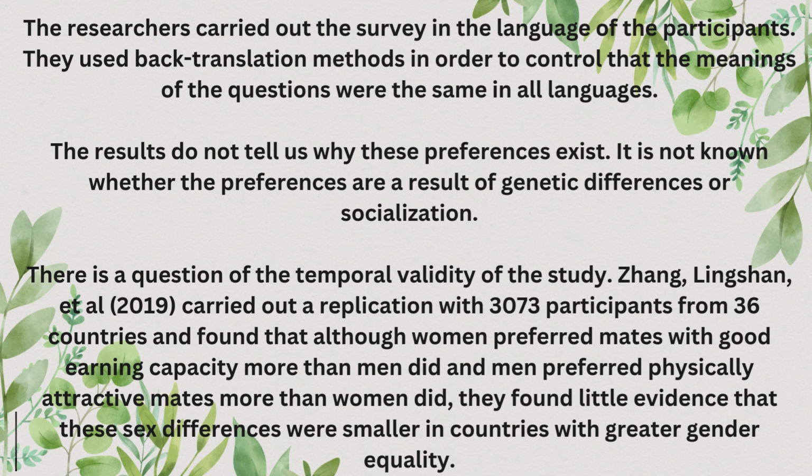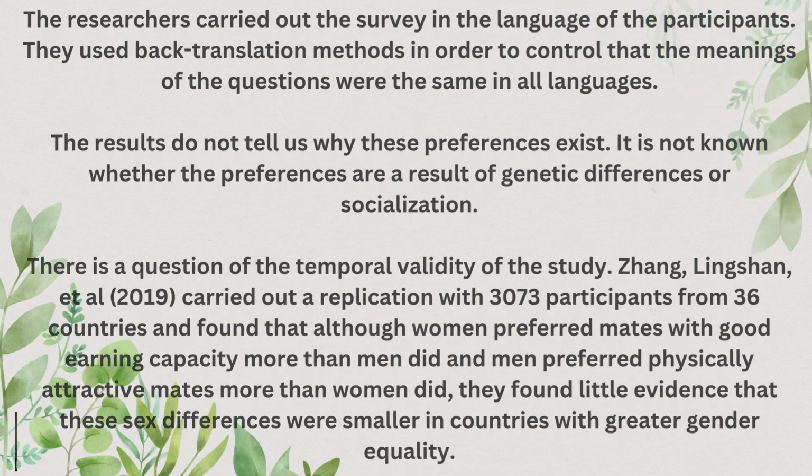There is a question of the temporal validity of the study. Zhang, Lingshan et al. 2019 carried out a replication with 3,073 participants from 36 countries and found that all the women preferred mates with good earning capacity more than men did, and men preferred physically attractive mates more than women did. They found little evidence that these sex differences were smaller in countries with greater gender equality.